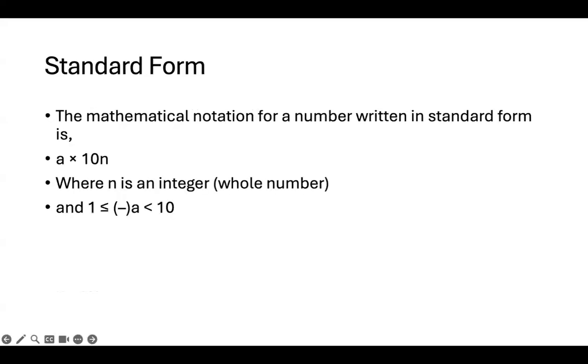Okay, so with standard form, obviously everyone knows that it's a mathematical notation. There are 2 rules to standard form. Obviously, you can see I've got A times 10 to the n. So A cannot be bigger than 10. A must be a single digit number. And n is also meant to be an integer.